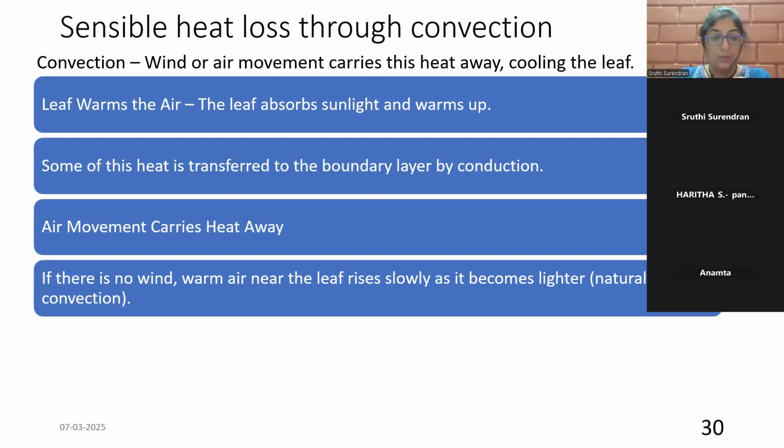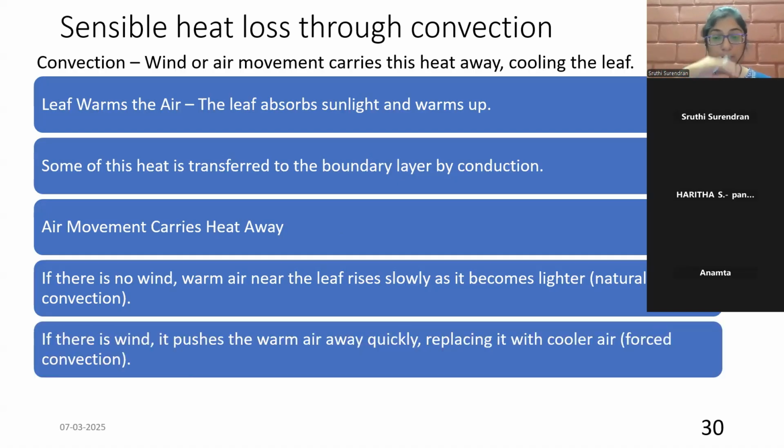So whatever heat was transferred from the leaf to the boundary layer, if it goes on its own because there is no wind, it is called natural convection, because warm air is lighter than cold air. So warm air has a tendency to rise and cold air will take its place. So this process is natural convection. And if there is a lot of wind, then it is going to push this warm air from the boundary layer and replace it with cool air.